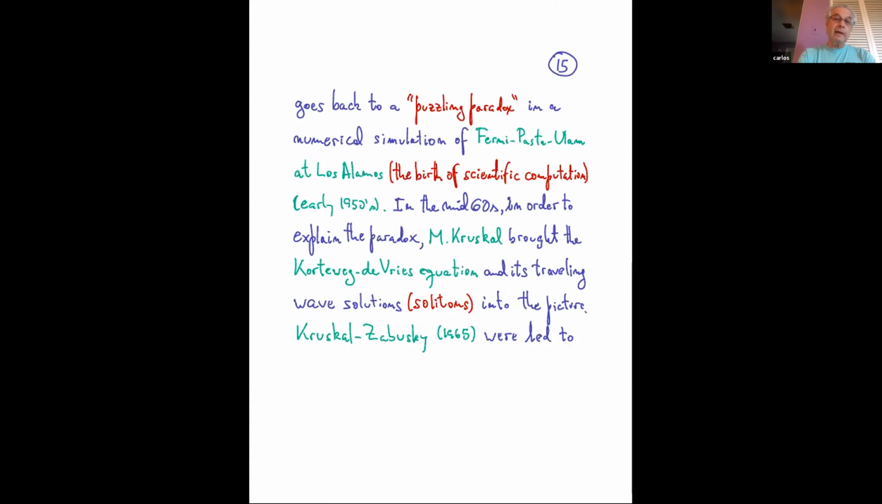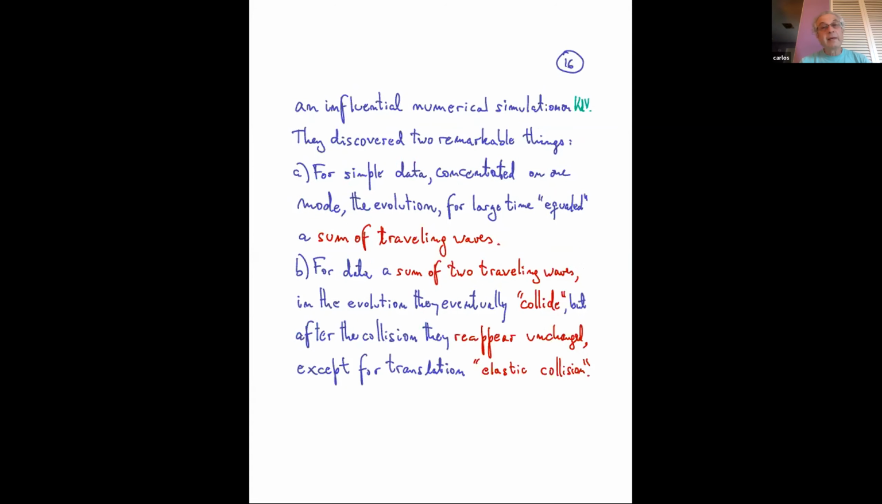Anyway, so Kruskal was able to tie the Fermi-Pasta experiment to the correct Korteweg-de Vries equation, and the traveling wave solutions to the KdV equations explained the Fermi-Pasta paradox. So Kruskal with Zabusky shortly after decided to do another numerical simulation. By then the machines were much better, and they did a very influential numerical simulation on KdV. And they discovered two very remarkable things.